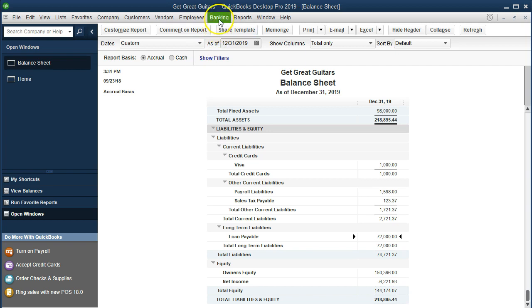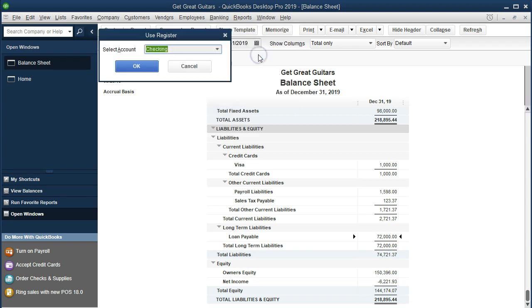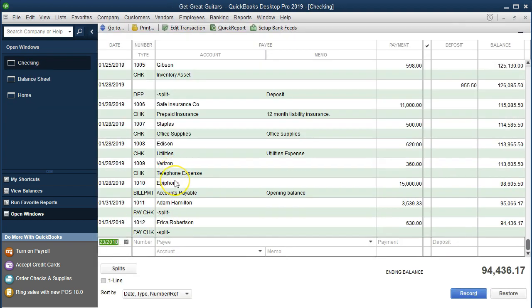So we're going to just enter a check into the check register. I'm going to go to banking, use register, and then go to the checking account and say okay. And then our register will be here. I'm going to make this as of 02/01/21. So this is going to be our first payment, and we're just going to make it as of the beginning of the time period.